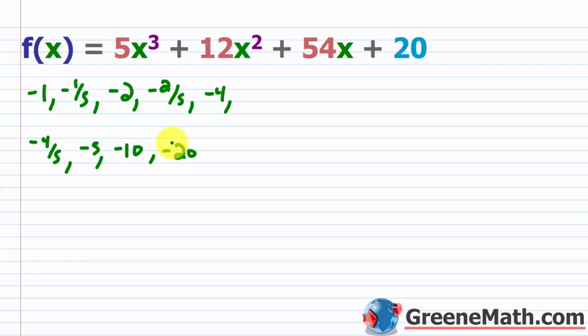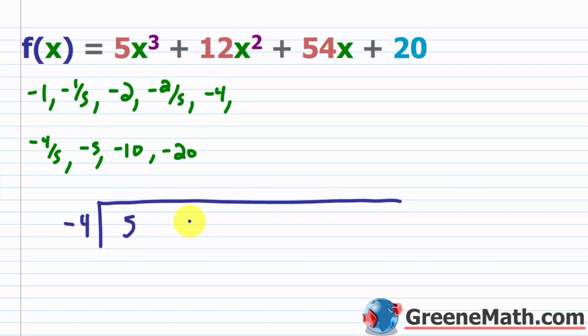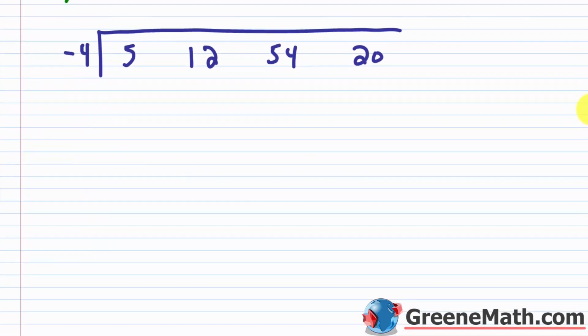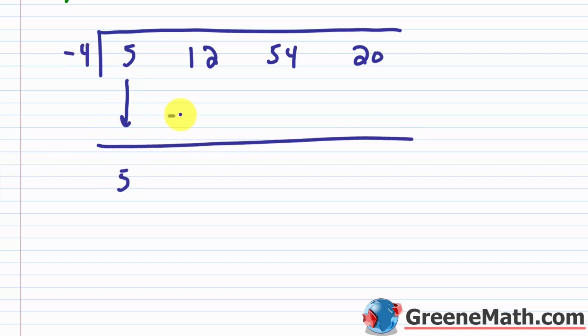So what I'm going to do, when I think about the integers here, forget about the fractions. I've got negative 1, negative 2, negative 4, negative 5, negative 10, negative 20. So I'm going to pick something kind of in between. I'm just going to go with negative 4, and I'm going to see if it's a lower bound. And sometimes you do this and you end up with a 0. So I'm going to take negative 4 and just do some synthetic division. I'm going to take 5, 12, 54, and 20. Let me come back up in a minute. I'm just going to drop this down and see what we get. So negative 4 times 5 is negative 20. 12 plus negative 20 is negative 8.